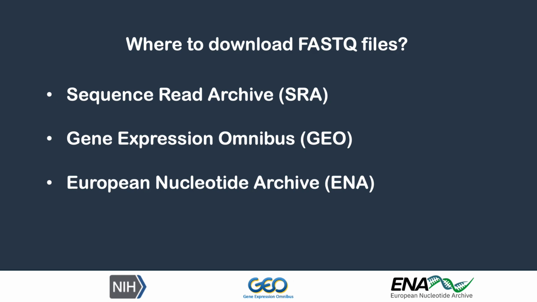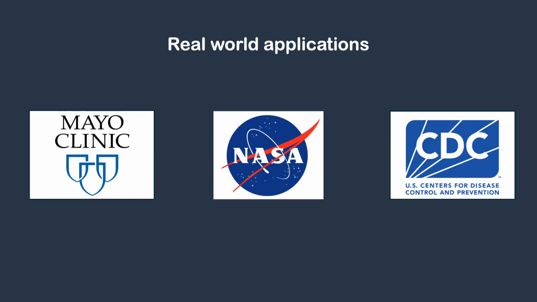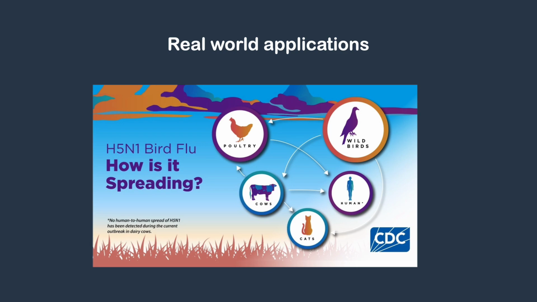And you might be surprised to learn how many organizations generate FASTQ data. Hospitals like the Mayo Clinic, government agencies like NASA, and public health institutions like the CDC all routinely produce sequencing data. In fact, the CDC and other US government agencies have been generating a large amount of sequencing data in the form of FASTQ files to study the recent outbreak of H5N1 influenza virus in dairy cows. And since influenza viruses don't typically infect cows, the appearance of a highly pathogenic strain on US dairy farms raised some serious public health concerns. And sequencing the viral genomes is helping scientists better understand how this happened and how it can be prevented from happening again in the future.